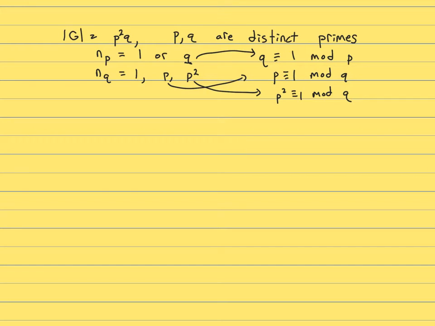So right now we're assuming p and q are distinct primes, but we don't know which one's bigger. Let's assume that p is bigger than q. Also, so that we can actually start to refer to the groups, let P be a Sylow p subgroup, and let capital Q be a Sylow q subgroup. So let's assume p is the bigger prime.